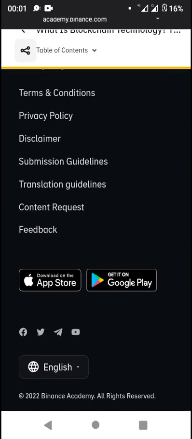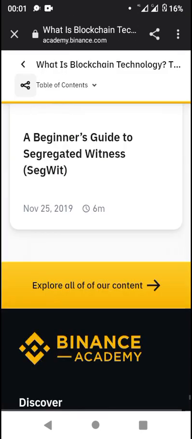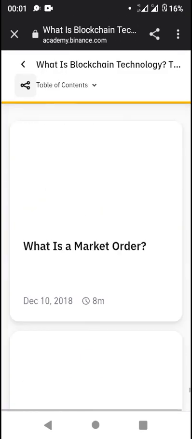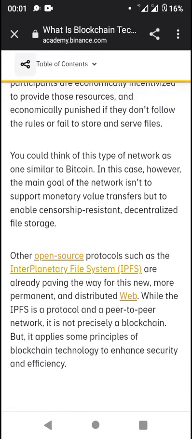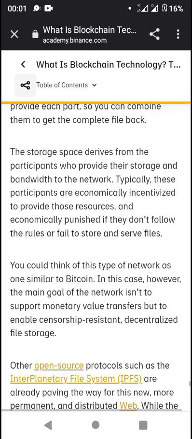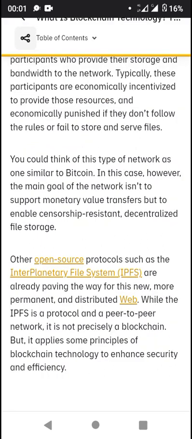In conclusion, other open source protocols such as the InterPlanetary File System are already paving the way for this new, more permanent distributed web. While IPFS is a protocol and a peer-to-peer network, it is not precisely a blockchain, but it applies some principles of blockchain technology to enhance security and efficiency.